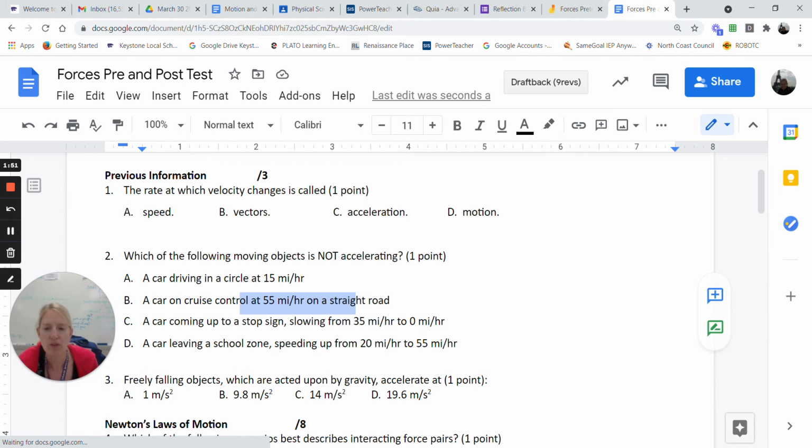Question 3. Free-falling objects, which are acted upon by gravity, accelerate at, so we learned last chapter, it's at a very specific rate here on Earth at least, and that rate or that acceleration is 9.8 meters per second squared, or option B. So that's 1 point as well. So this section, these three questions, is out of 3 points. So you're going to write however many points you earned in front of that /3. So if you answered 2 of the 3 correct, you'll write a 2 in front of the slash and the 3.